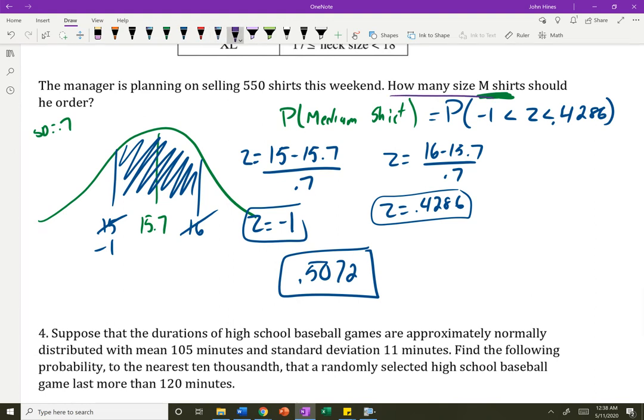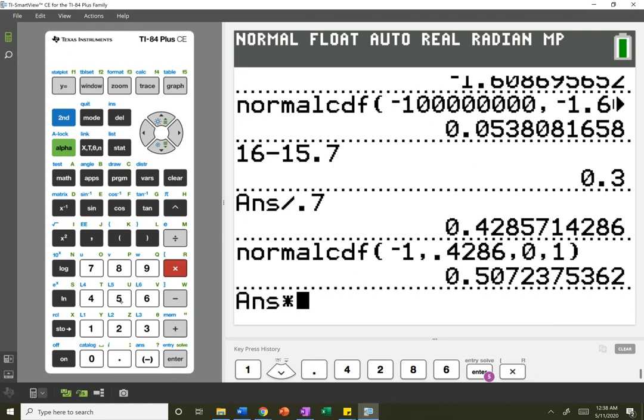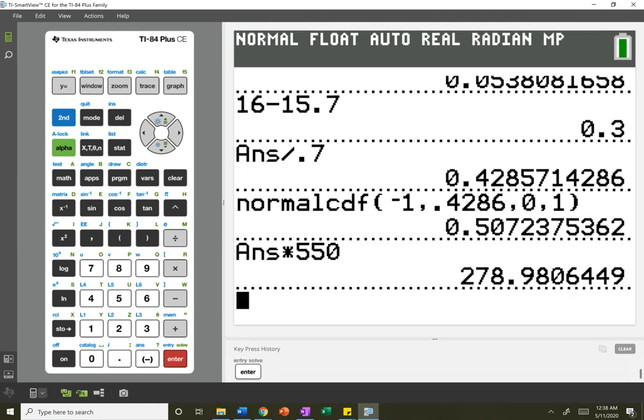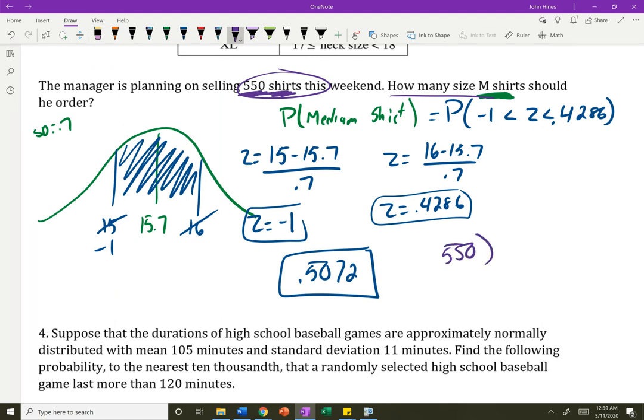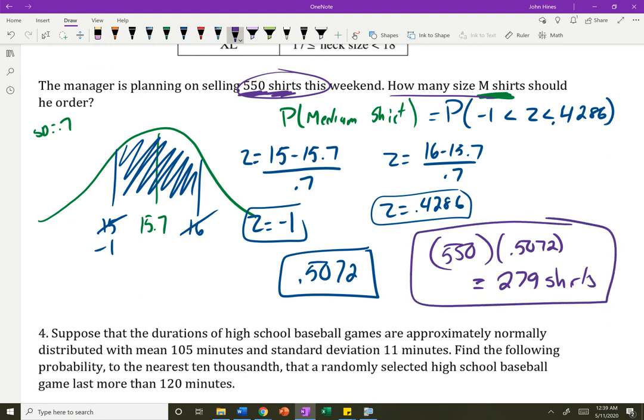How many shirts should I buy? Well, there's 550 shirts being sold. About 50% of them are medium, so let's find that product. There's just one extra step here of multiplying. So 550 times 0.5072 gives me about 279. If I was a manager, I think I should buy 279 shirts. So sometimes there's that extra step. It's not saying what's the probability or the proportion. It's saying how many, which involves just a quick little multiplication step once you get your normal CDF.